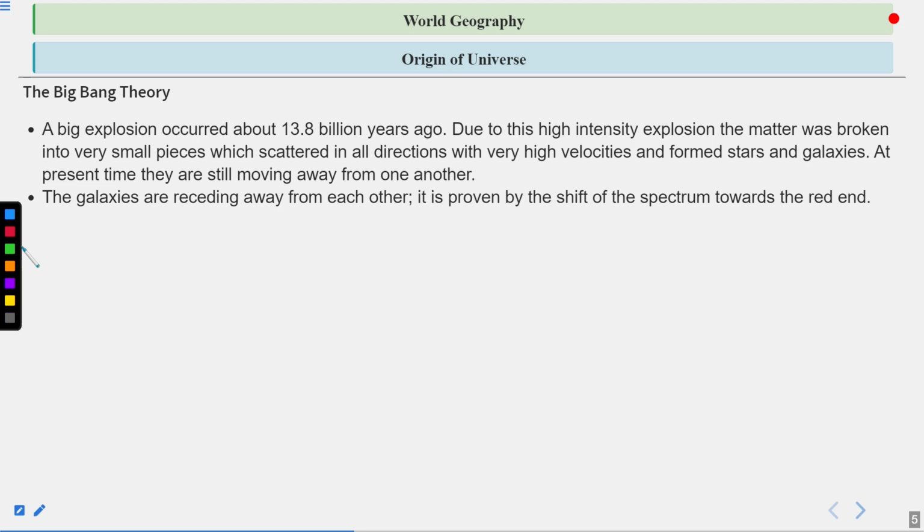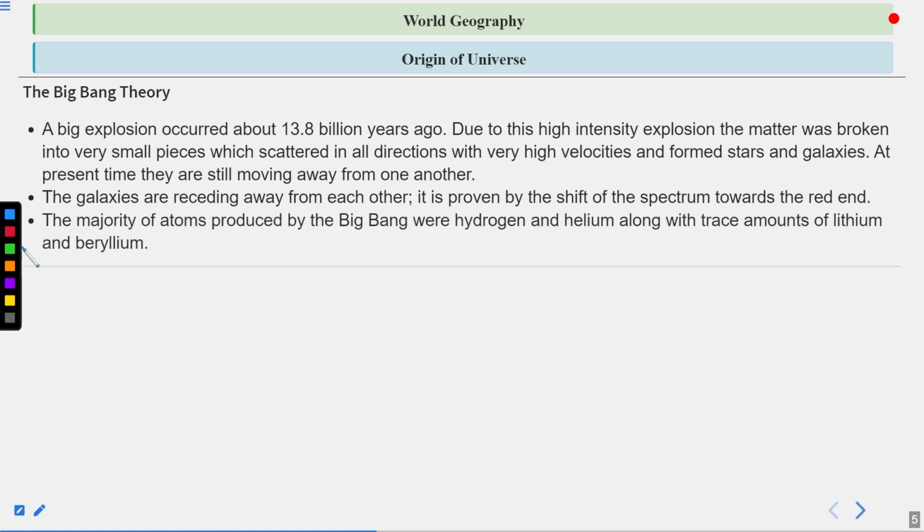The galaxies are receding away from each other. It is proven by the shift of the spectrum towards the red end. The majority of atoms produced by the Big Bang were hydrogen and helium, along with trace amounts of lithium and beryllium. So these are the elements that we found when the universe expands, and these are the atoms that are formed out of it, and because of which the Big Bang theory is the most accepted one.